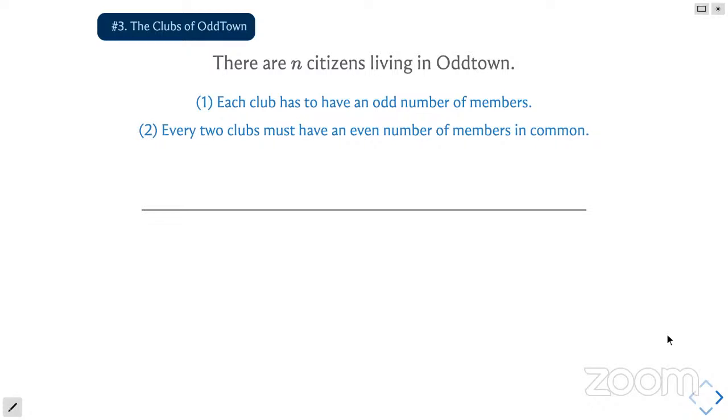So our previous examples will definitely not work. But does anybody have an example of an any-sized collection? I'm not demanding now that we have a very large collection, but just any example of a collection of clubs that satisfy both of these properties, a collection of subsets, if you prefer that terminology.